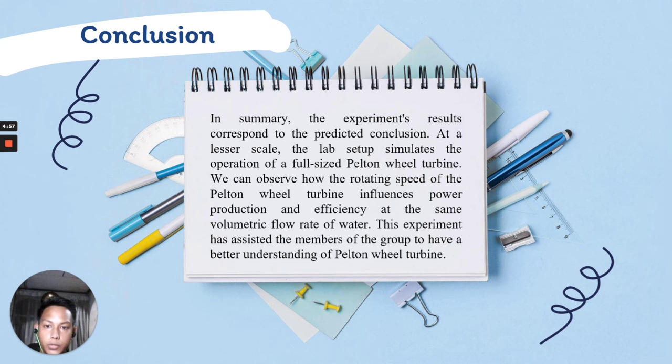For the conclusion, the experiment's results correspond to the predicted conclusion. At a lesser scale, the lab setup simulates the operation of a full-size Pelton wheel turbine. We can observe how the rotating speed of the Pelton wheel turbine influences power production and efficiency at the same volumetric flow rate of water. This experiment has assisted the members of the group to have a better understanding of the Pelton wheel turbine.